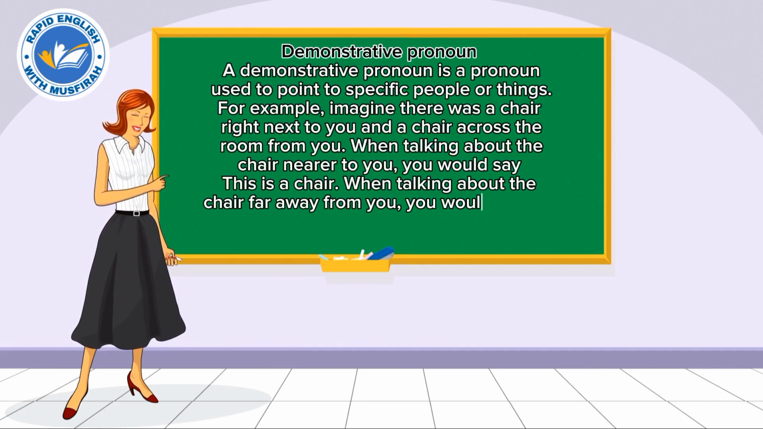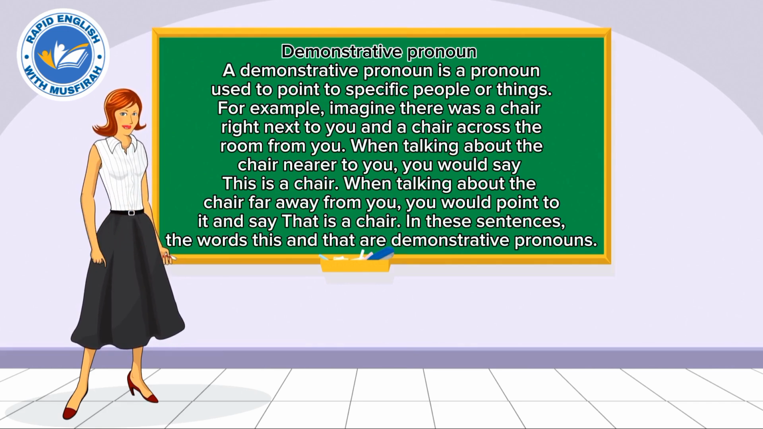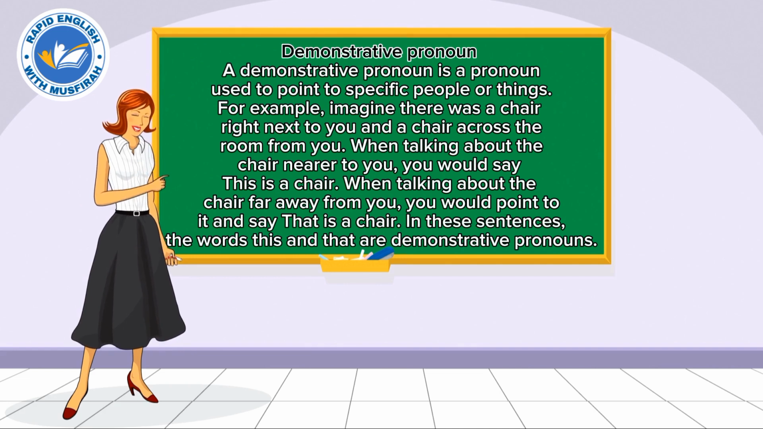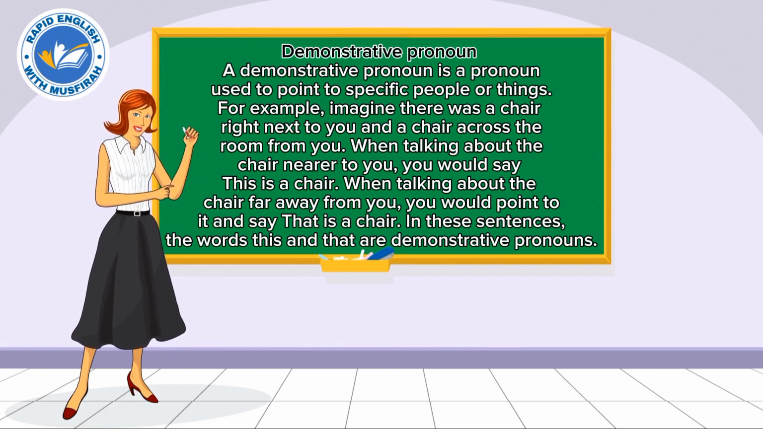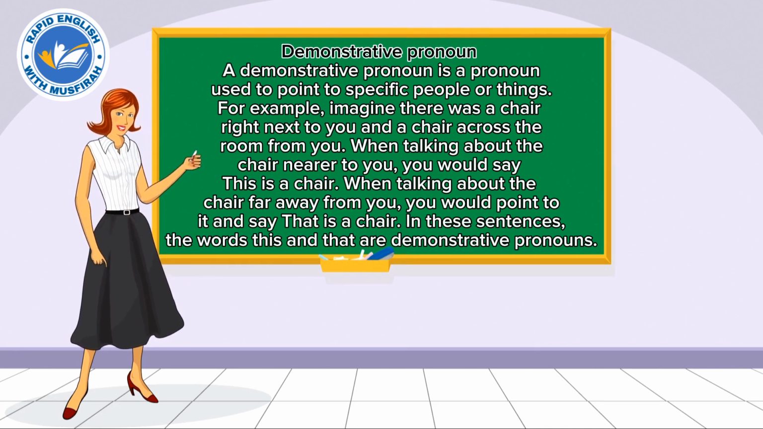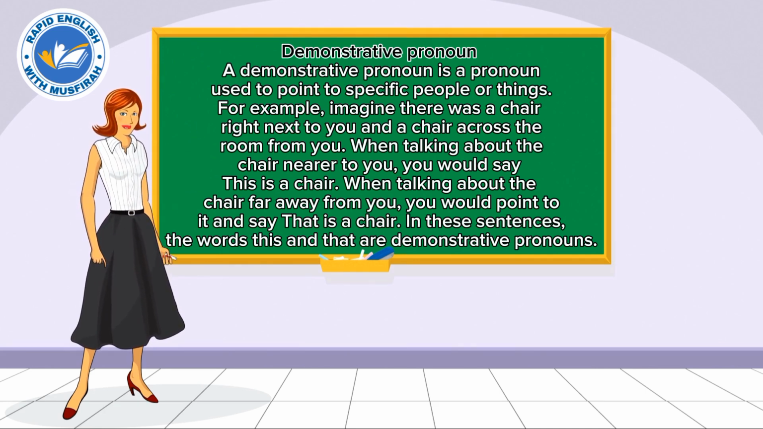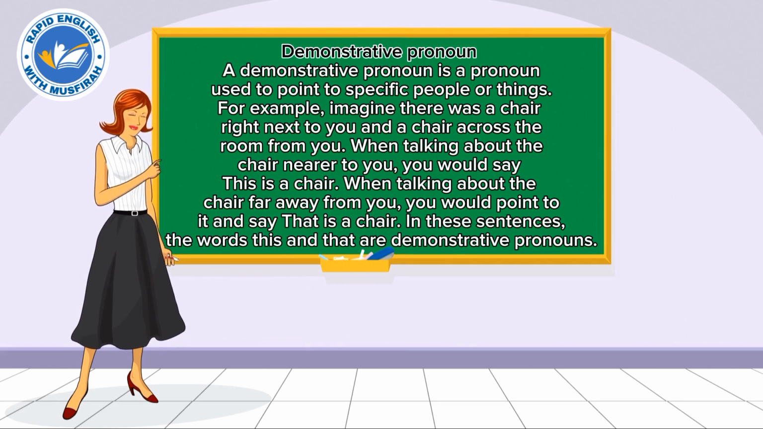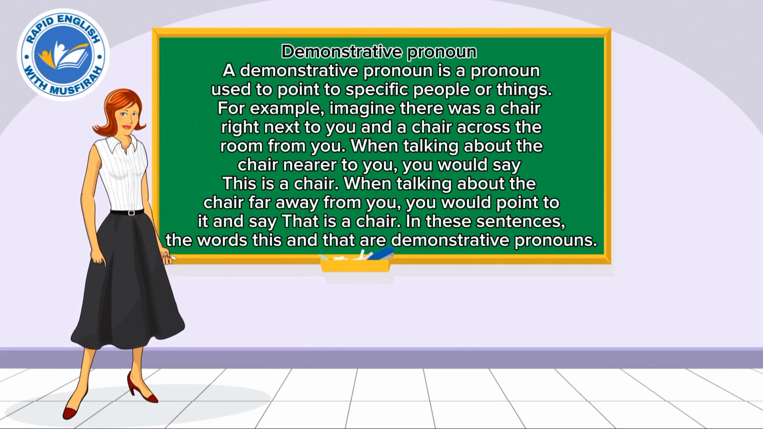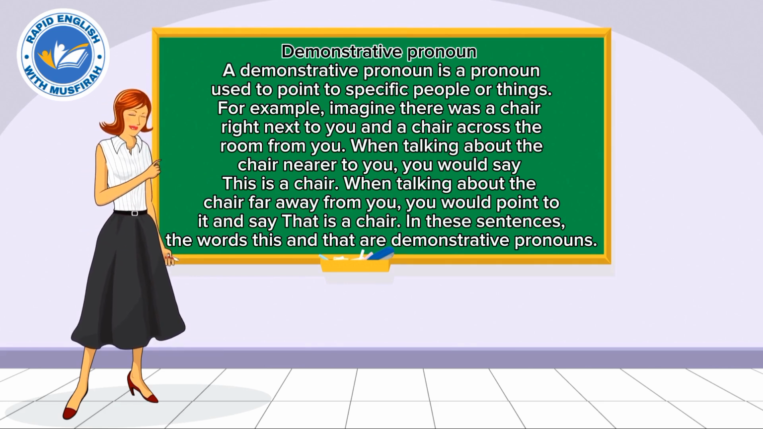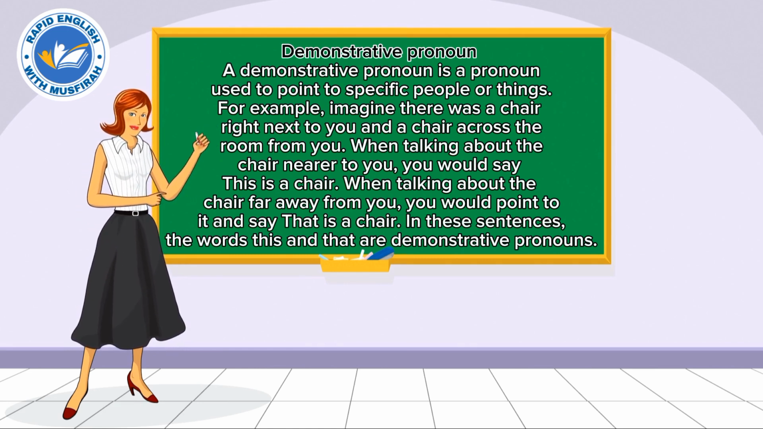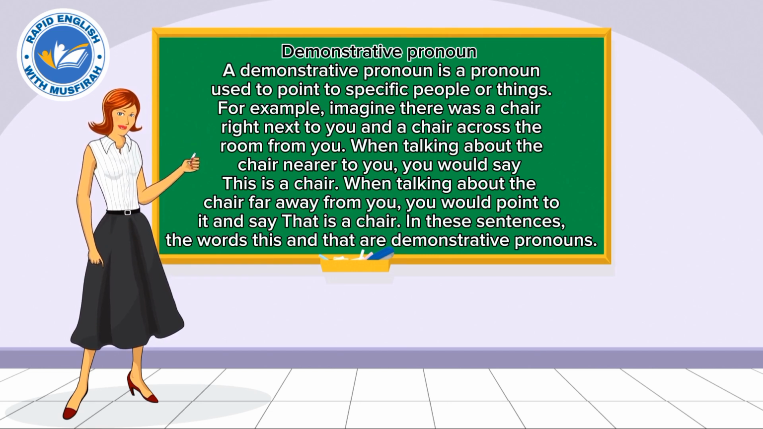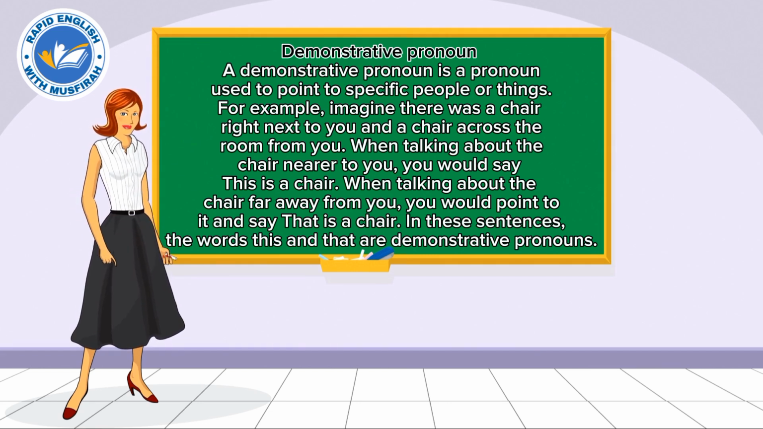Demonstrative pronoun. A demonstrative pronoun is a pronoun used to point to specific people or things. For example, imagine there was a chair right next to you and a chair across the room from you. When talking about the chair nearer to you, you would say this is a chair. When talking about the chair far away from you, you would point to it and say that is a chair. In these sentences, the words this and that are demonstrative pronouns.